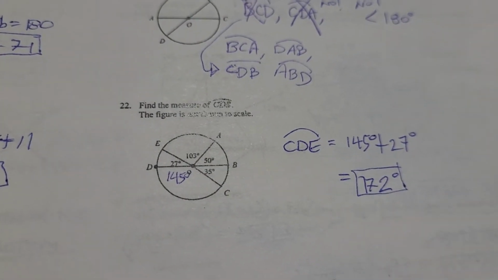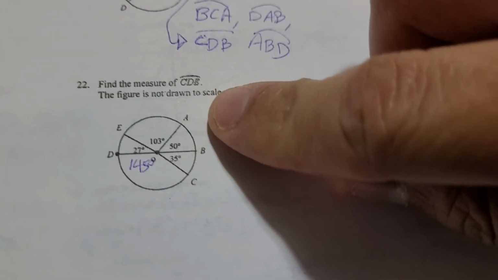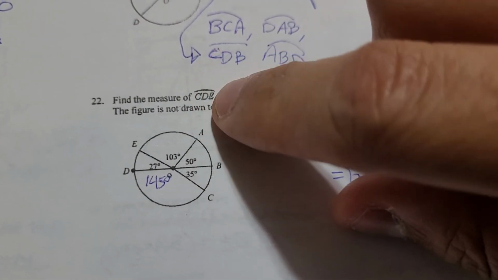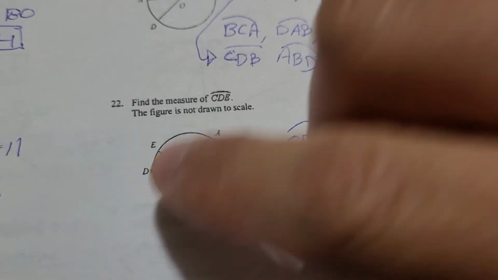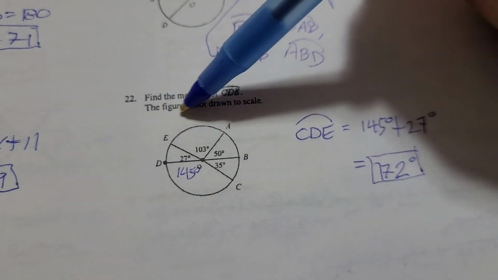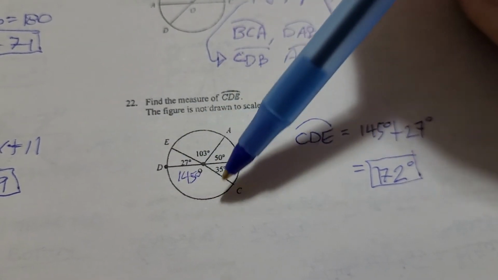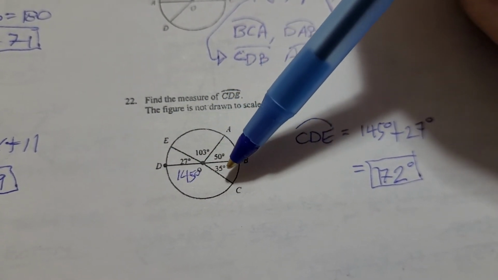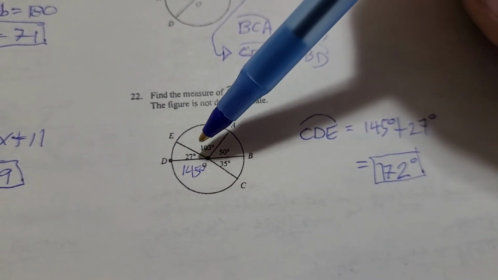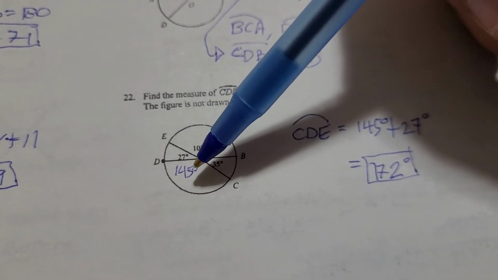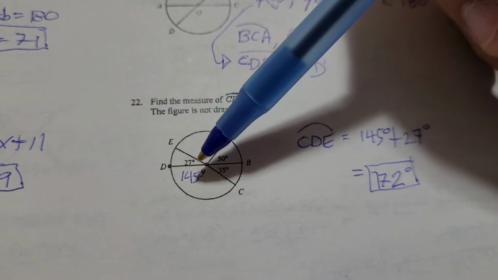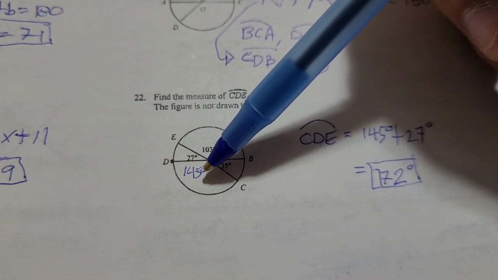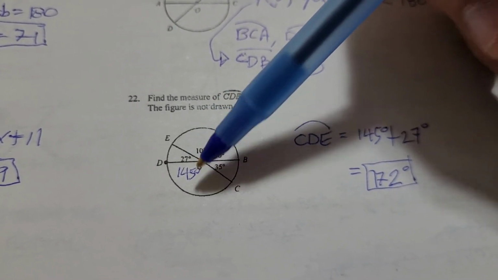22. Find the measure of the arc of CDE. We're talking about C, D, and E over here. Remember, in a circle, these add up to 360. I have 1, 2, 3, and then 4 little sectors in here. Well, I have 3 of these, so I can solve for this last one. This last one here has to be 145 degrees.